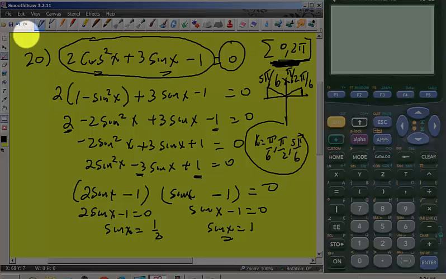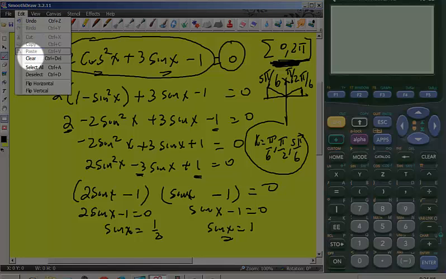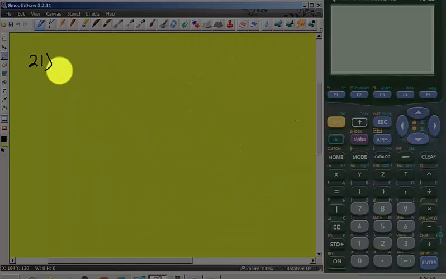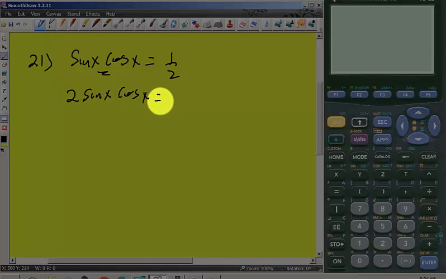Okay. 21. Sine x times cosine x is equal to 1 over 2. Okay, so if you were to graph this, they want to know where it crosses y is equal to 1/2, which is a horizontal line. Well, we can't solve it as this, so I'm going to multiply everything by 2. So I'm going to get 2 sine x cosine x is equal to 1.